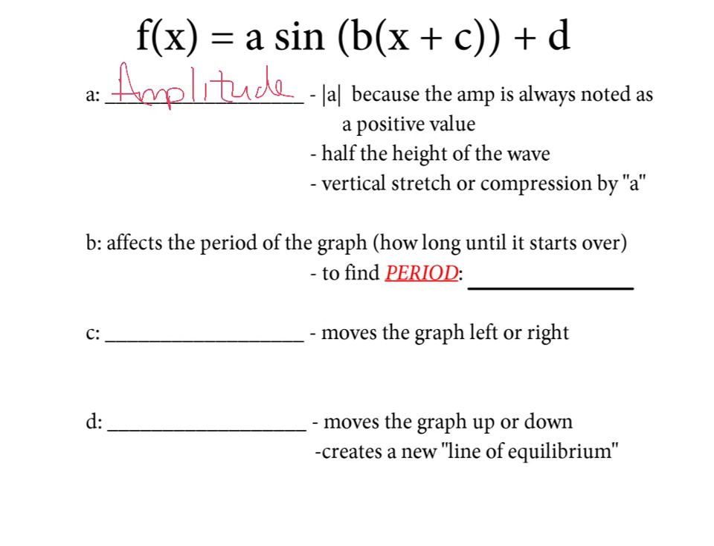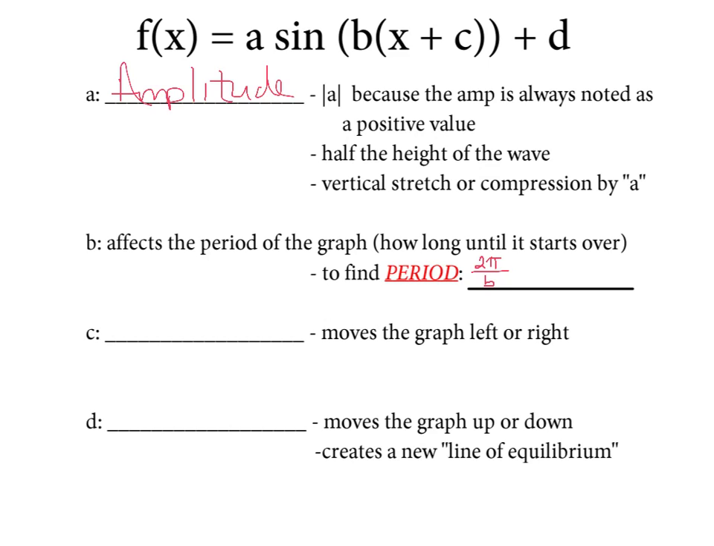The b value is the value that's going to affect your period. Remember, that's how stretched out. It's like your horizontal stretch or compression, how long it takes for it to start repeating. To find the period, and recall that the period itself is not the b value, we just use the b to find it. And it's always the parent period. And for what we're doing, it's going to be 2 pi over your b value. As we do other graphs other than sine and cosine, that parent period will not always be 2 pi.